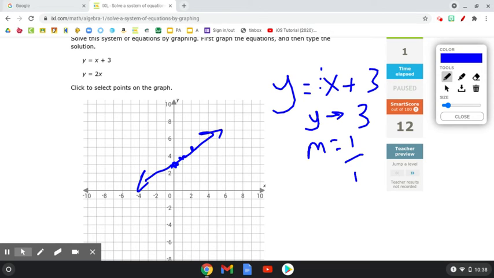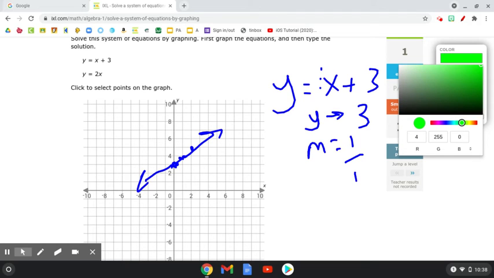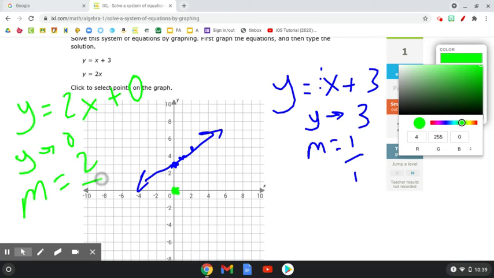Now my next one is y equals 2x. So we'll change that here. So y equals 2x. And you can always add plus 0 there. Which means that my y-intercept is 0. So our y is 0, and my m is 2 over 1. So we're going to go up 2 over 1, up 2 over 1, and graph. So that's the easiest way to graph that.